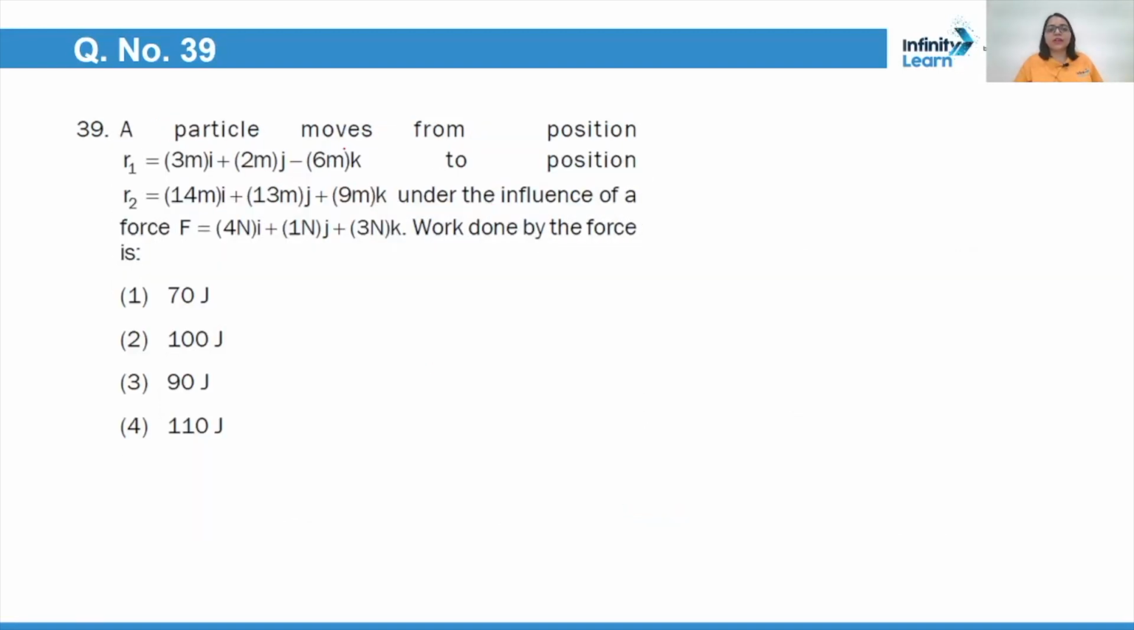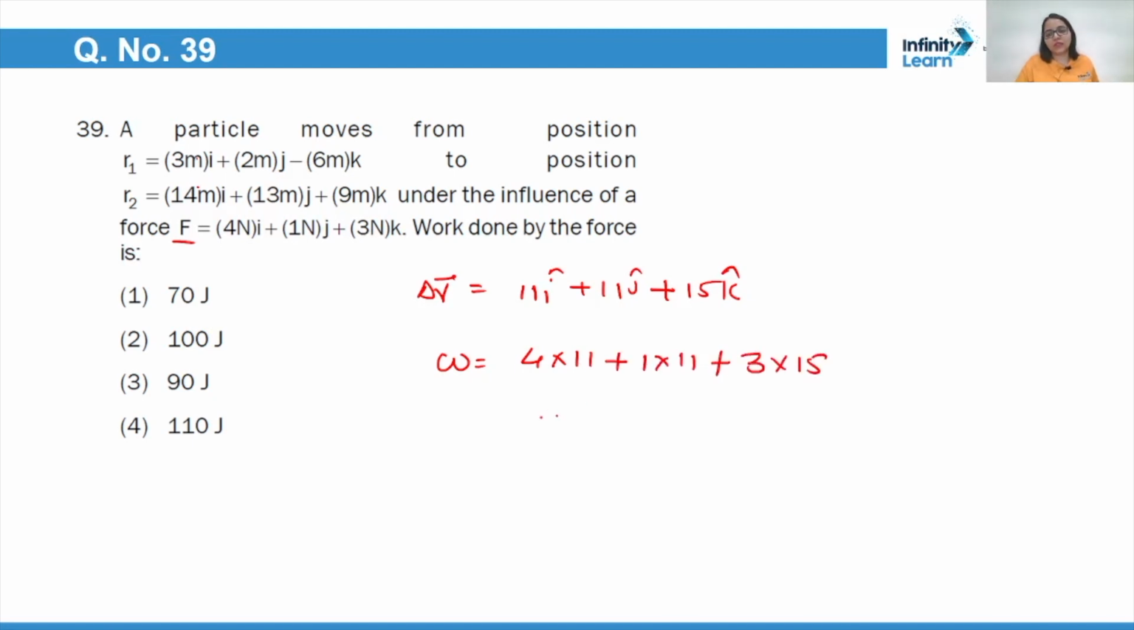Question number 39. A particle moves from position R1 to R2 under the influence of this force. What is the work done? So delta R vector over here is R2 vector minus R1 vector, which is 11 i cap plus 11 j cap plus 15 k cap. So work done is F dot delta R. So it is 4 into 11 plus 1 into 11 plus 3 into 15, which is equal to 100 joules.